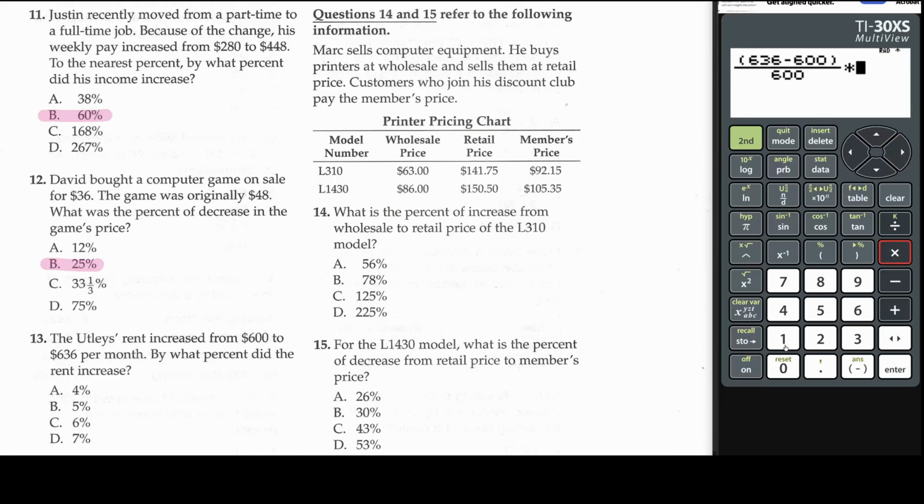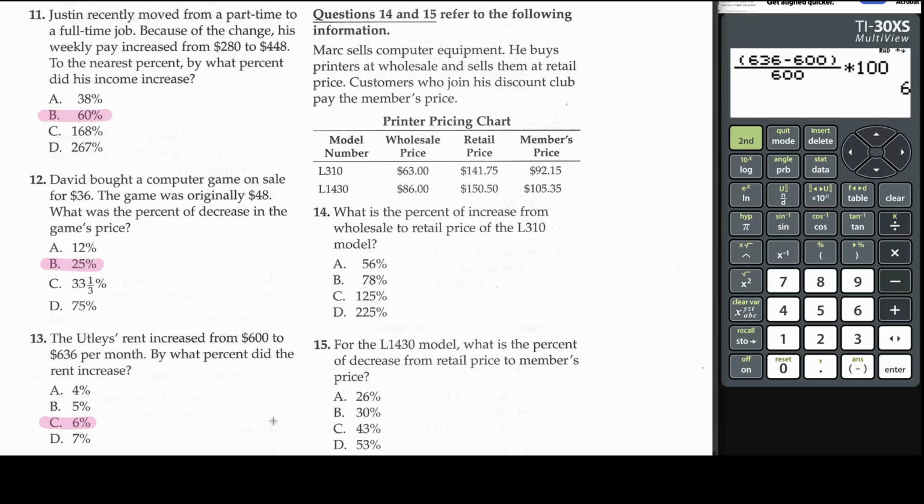multiply by 100, enter. Now that's a 6% increase. So I'm going to highlight 6% here because this is the one option. Okay.